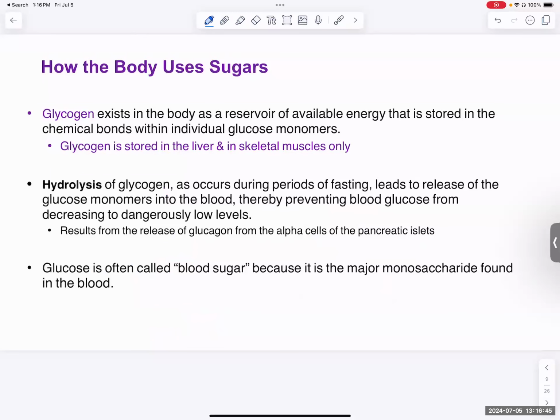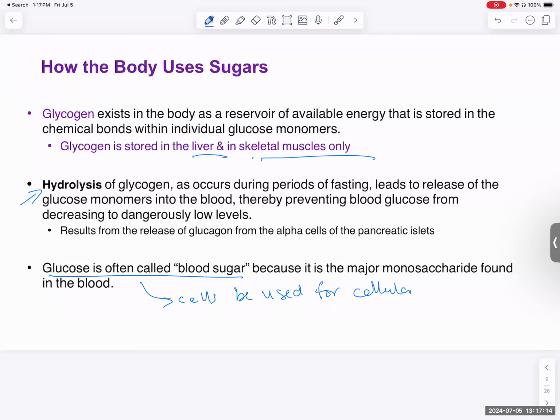All right, so how does the body use sugar? Well, glycogen exists in the body as our stored polysaccharides. And again, it's stored in the liver and skeletal muscles. If we want to liberate or use that glucose, we're going to do a hydrolysis reaction. We're going to separate those glucose molecules so they can then go into the blood or go into the cells and be used for cellular energy.